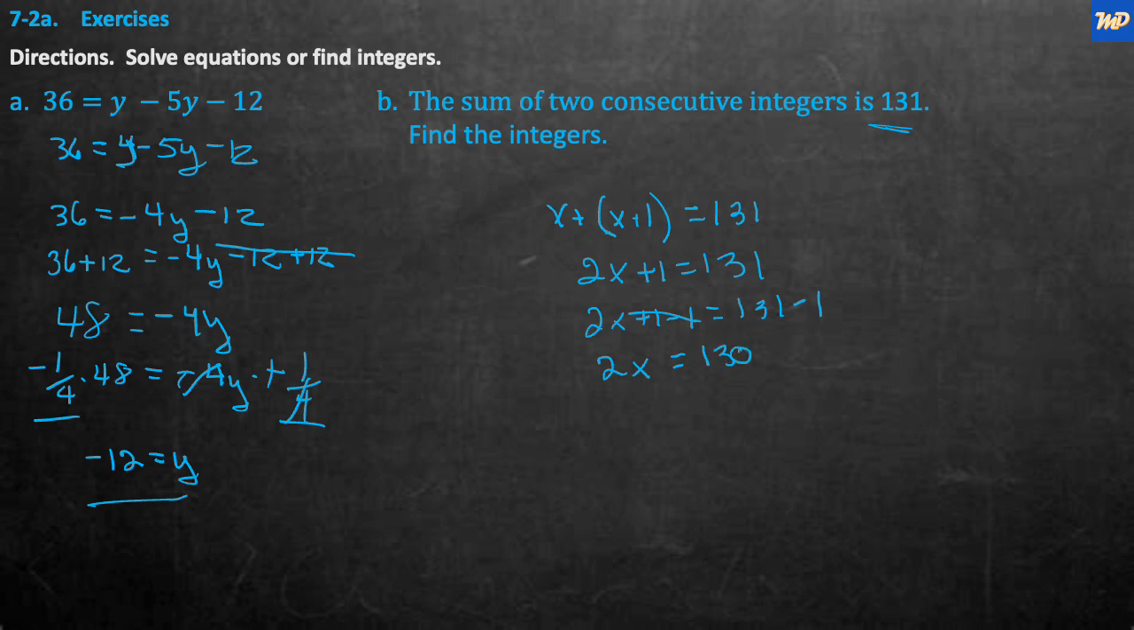And now we're going to multiply both sides by the reciprocal of 2, which is 1/2. It's positive, so it's positive 1/2 times 2x is equal to 130 times 1/2. So the 2s over here cancel. So we're left with x is equal to 130 divided by 2, and that equals 65. x equals 65.